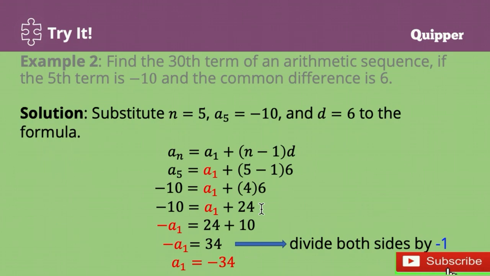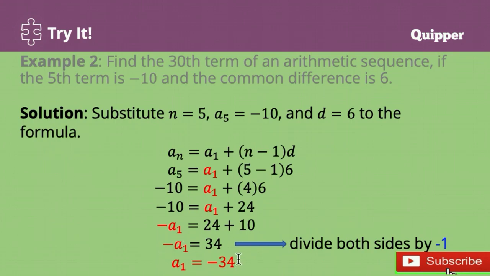Now, separating the variable term and the constant term, from a sub 1 it becomes negative a sub 1 since we transpose this one to the other side. And this negative 10, transposing to the right side, becomes positive 10. And we have 24 plus 10 is 34. Now, take note, we are to find a sub 1, not the negative a sub 1. So we have to divide both sides by negative 1. So it becomes a sub 1 is equal to negative 34. Therefore, the first term is negative 34.